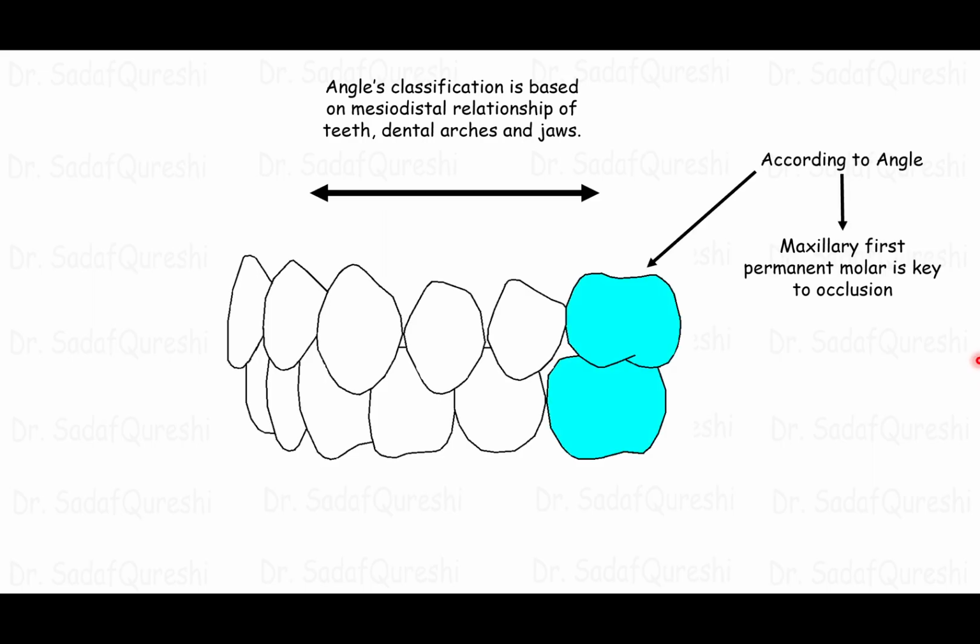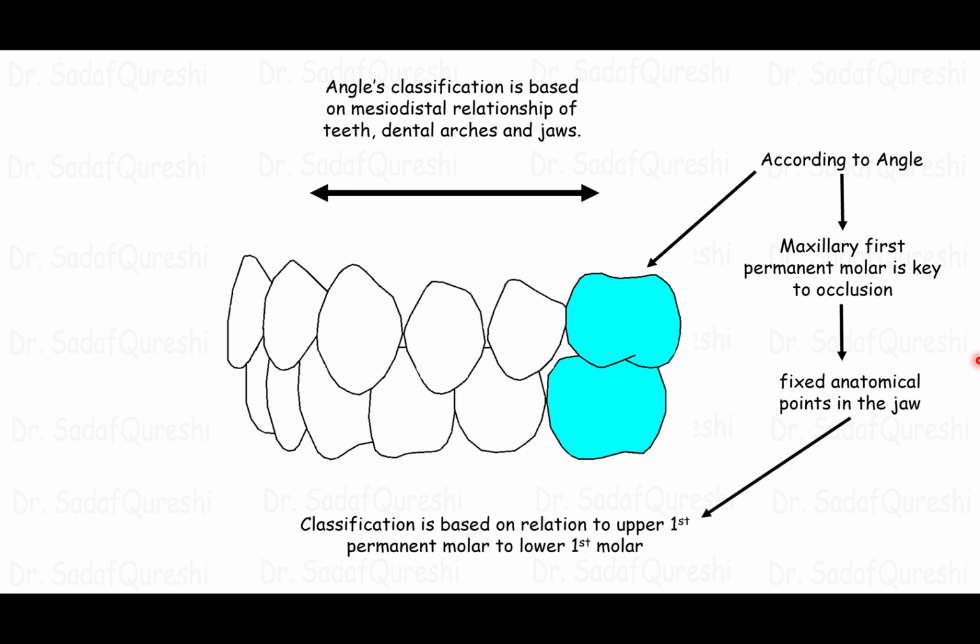According to Engel, the maxillary first permanent molar is key to occlusion, because he considered the maxillary first permanent molar as a fixed anatomical point in the jaw. That's the reason he based his classification on the relationship of the upper first permanent molar to the lower first permanent molar.